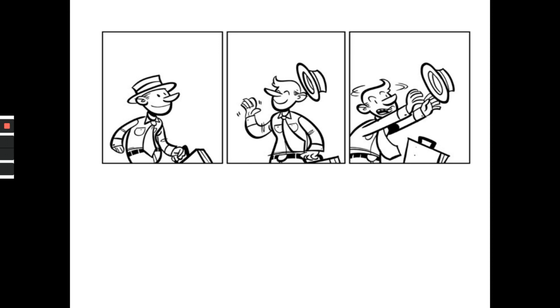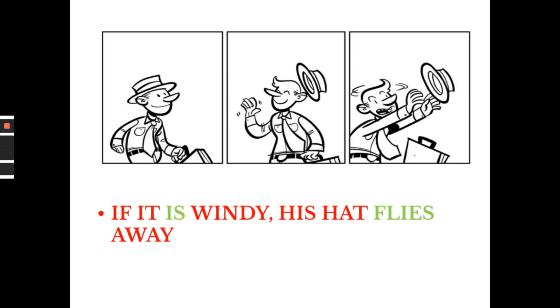Look at this bullet comic. Could you interpret the image? If it's windy, his hat flies away. Okay, very good. This is the zero conditional. If it gets really windy, as a present fact, his hat flies away as a consequence. Okay, that's the result of the conditional.